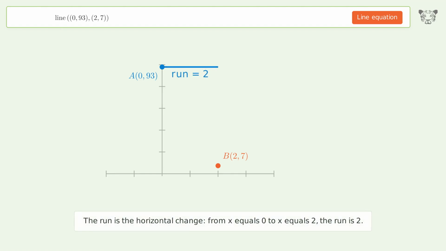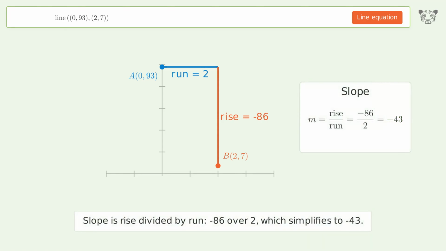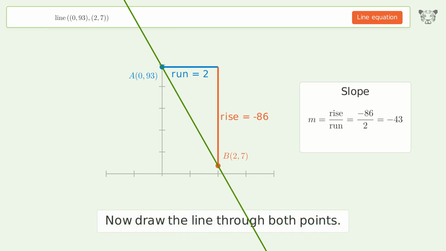The run is the horizontal change, from x equals 0 to x equals 2, the run is 2. The rise is the vertical change, from y equals 93 to y equals 7, the rise is negative 86. Slope is rise divided by run, negative 86 over 2, which simplifies to negative 43. Now draw the line through both points.